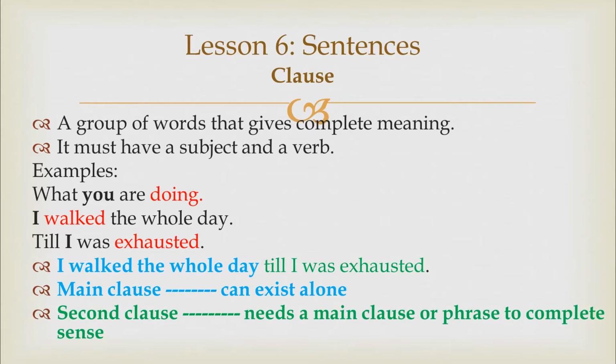One would be the main clause. Main clause is the clause that does not need extra information. I walked the whole day. The sentence is complete. That is the main clause. Second clause, till I was exhausted. It starts with a conjunction. The conjunction till shows that it needs some more information. Till I was exhausted. It gives sense but is incomplete. So this is the second clause. Main clause can stand alone. Second clause cannot exist alone. It needs a main clause to give complete meaning.